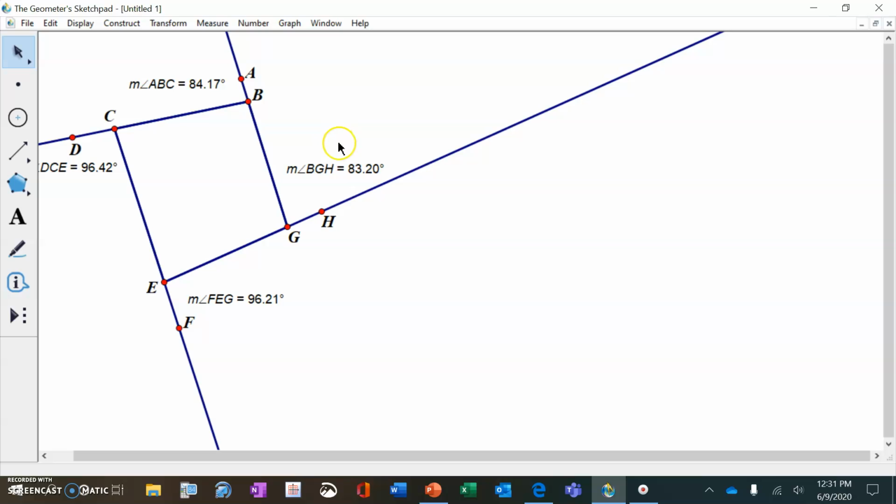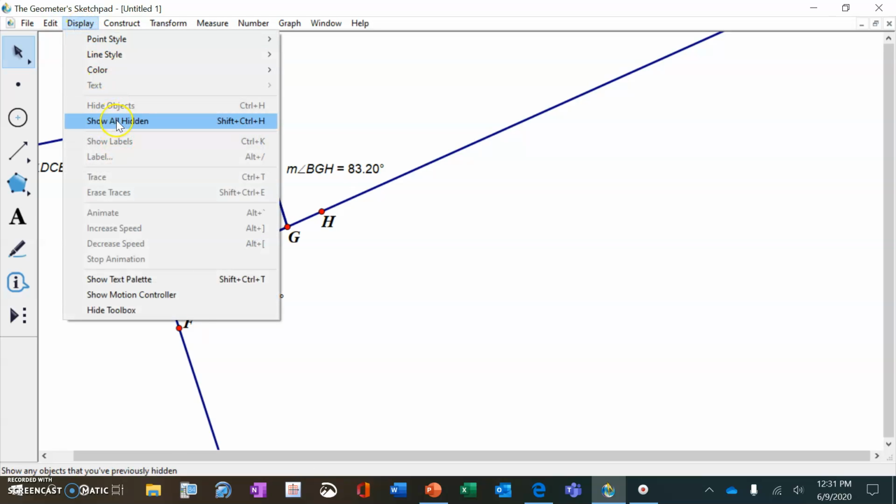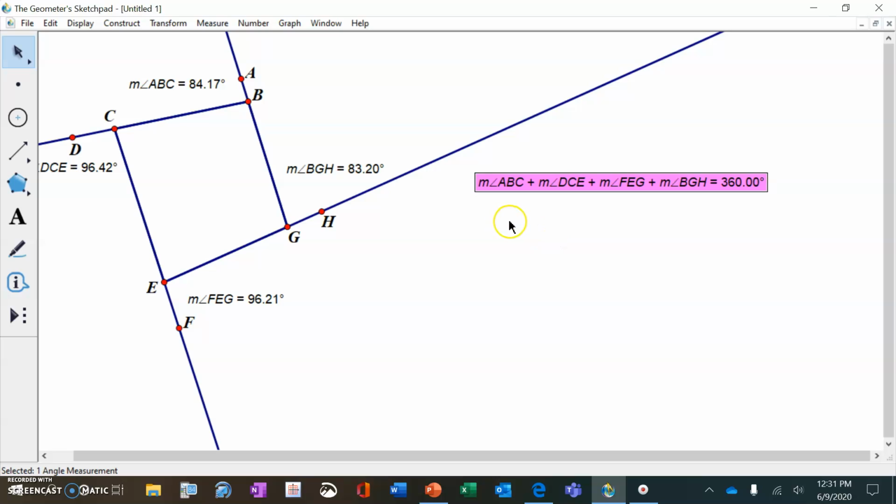Next thing I wanted to do is, the conjecture is asking me to find out what the sum is of those exterior angles. So I did that over here, and look what I find out. The exterior angles ABC, DCE, FEG, and BGH all add up to be 360. So that's kind of an interesting fact. Okay, so the inside angles add up to be 360, and the exterior angles also add up to be 360. So I wonder if there's a relationship between them. So let's go further.